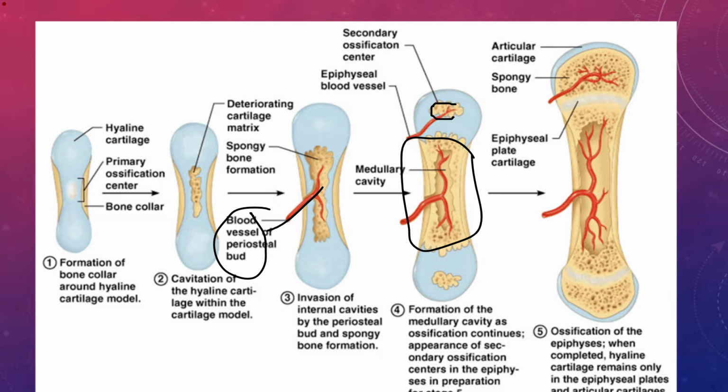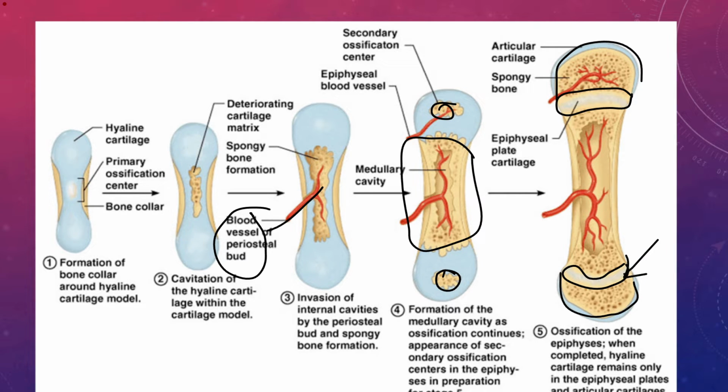And then my epiphyseal ends start to lay down bone. And so then I end up with some cartilage staying around the epiphyseal ends. And then I have some cartilage here at the epiphyseal plate where growth is taking place. And then the bone is pretty much formed, and the continued growth would happen at the epiphyseal plate.